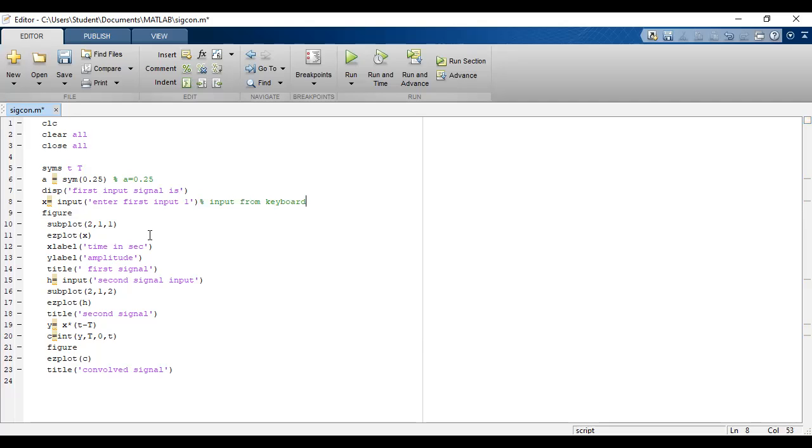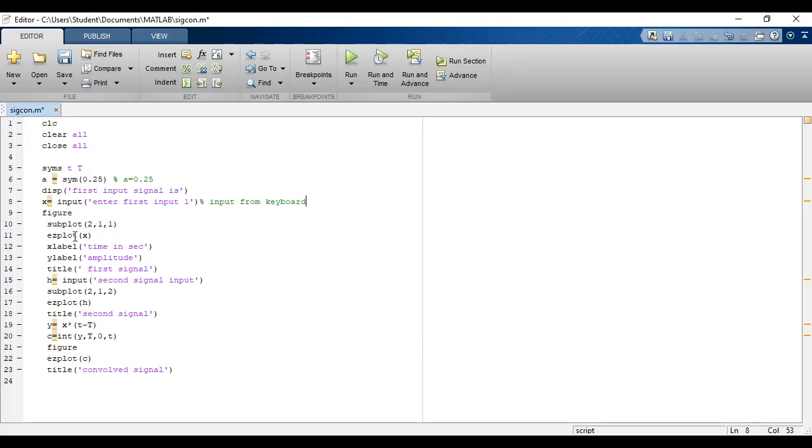Okay, input from keyboard. Enter first input. First input is exponential, e power minus 80. I said na, that one. Figure: I am creating a figure window. Two inputs I would like to plot in the same figure window. So two rows I have created, one column, first position.